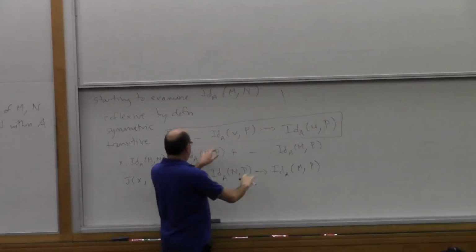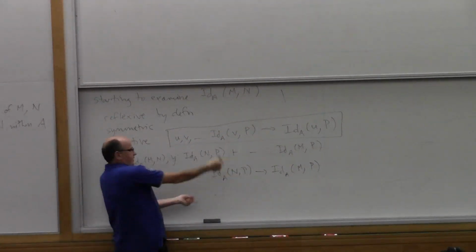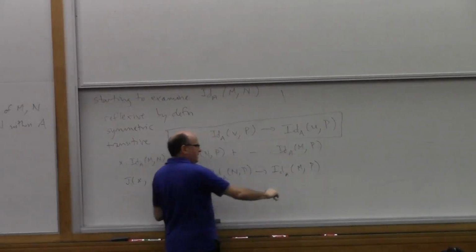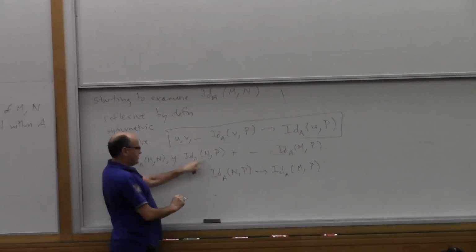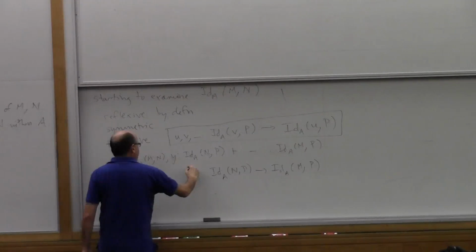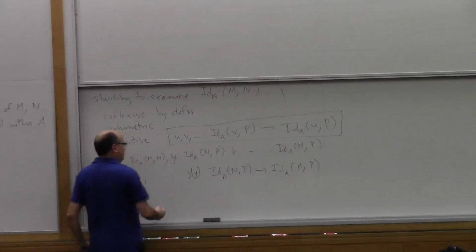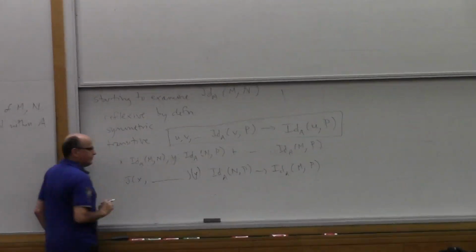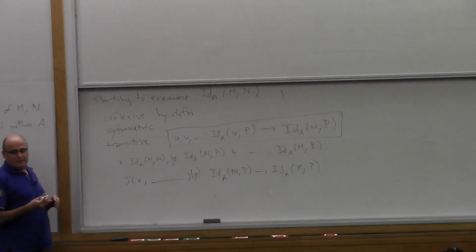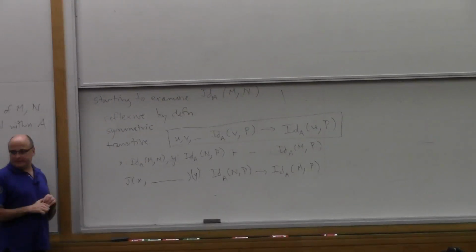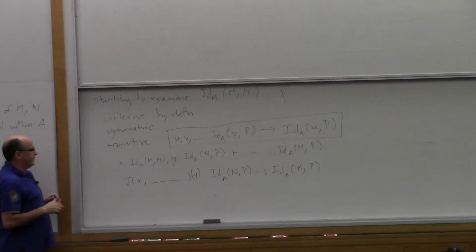Because I'm going to plug in M and N for U and V, and they're going to get swapped, so it'll be N to M. And it'll look like this, and this is one of your assumptions. So you'll end up taking that J and applying it to Y, and you'll be done. So now all you have to do is fill that in. Okay, it's a trick. So that's how it is done. That's how you can prove transitivity.